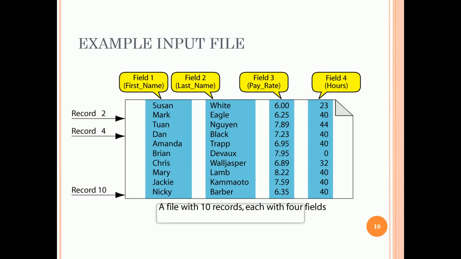For example, here we have one database file in which some records are written. The file contains 10 records, each record having 4 fields. The first field is the first name, the second field is the last name, the third field is the pay rate, and the fourth field is the hours. The fields have to be separated from each other by using some symbol, and that is nothing but a field separator. We can use a pipe symbol, a space, or any symbol whichever we want to use.